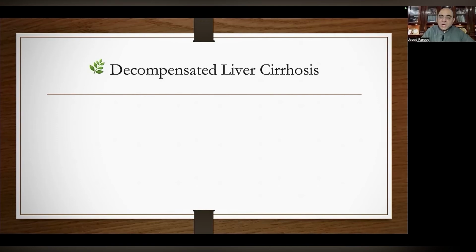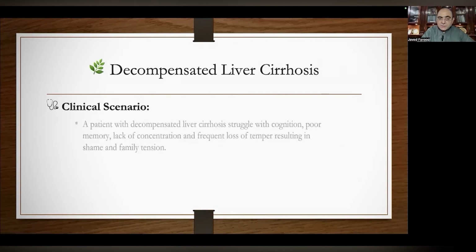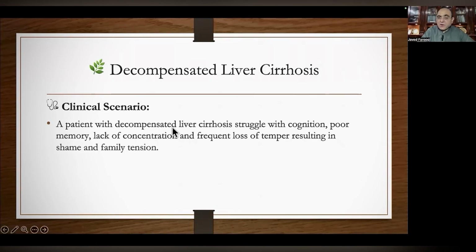Now the scenario of a decompensated liver cirrhosis. A patient with decompensated liver cirrhosis struggles with cognition, poor memory, lack of concentration, and frequent loss of temper, resulting in shame and family tension. Of course, he is in hepatic encephalopathy.